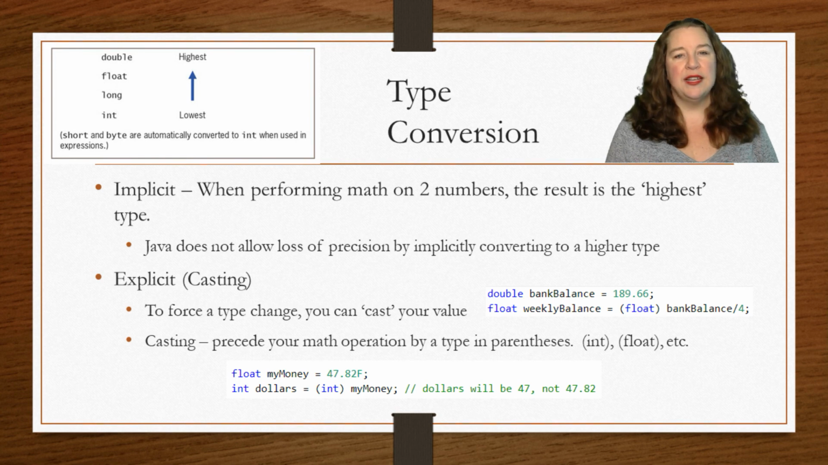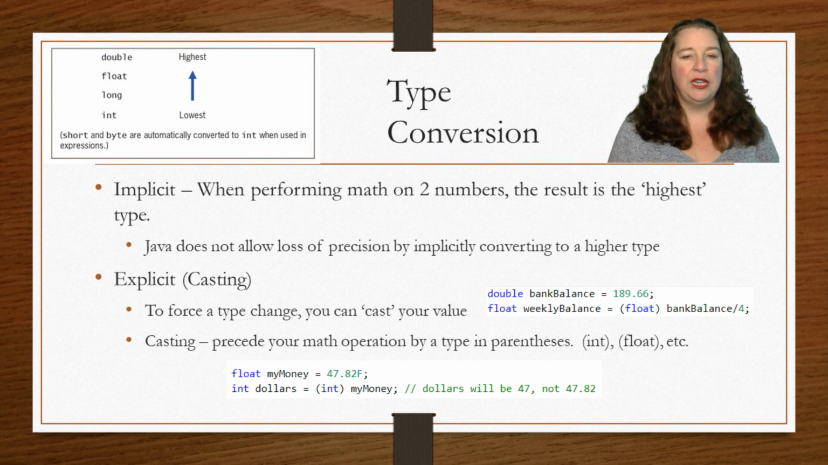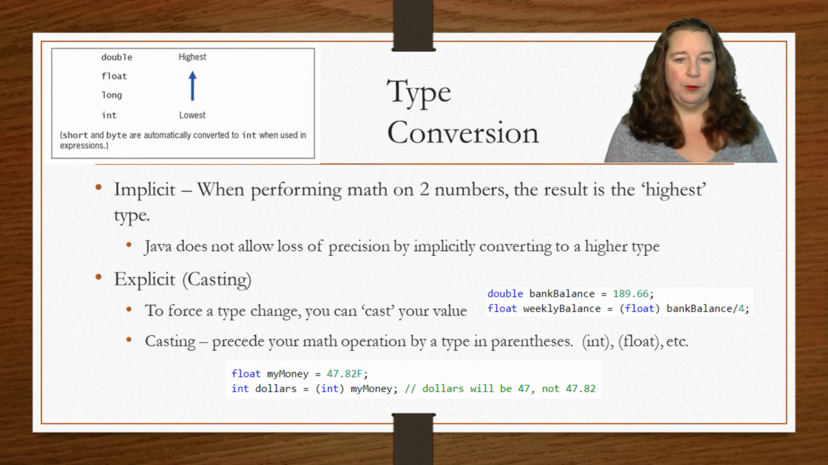You can do explicit type conversions, which we call casting. We can cast to force a type change where you are allowed to lose precision. So I can choose to cast a double into a float. I can choose to cast a float into an int. When I do that, it is truncated. It is cut off. It is not rounded. When you do cast, you precede your mathematical operation by the type that you want to cast it into in parentheses. You can cast from a float into an integer by putting int in parentheses before the variable on the right-hand side of your operator.